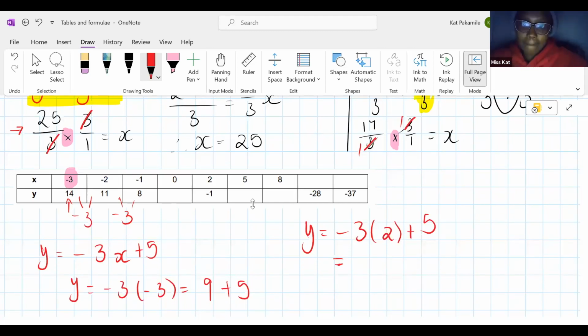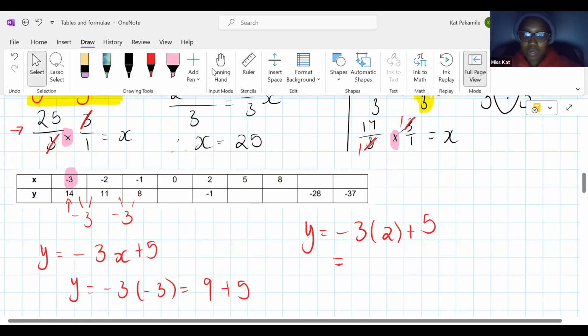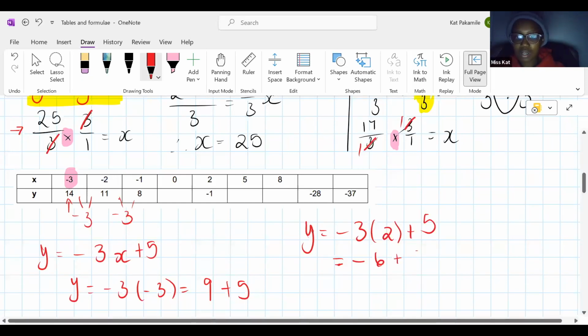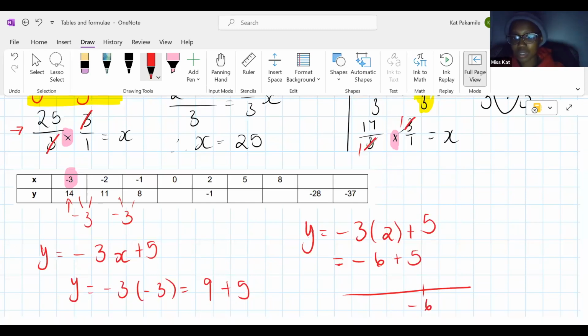-3 times 2 plus 5. Guys, look carefully. -3 times 2 is -6. Plus 5, we're on a number line here. If we're at -6 and you're adding, you're going that way. It's going to be -5, -4, -3, -2, and -1. Okay, so the answer is -1.